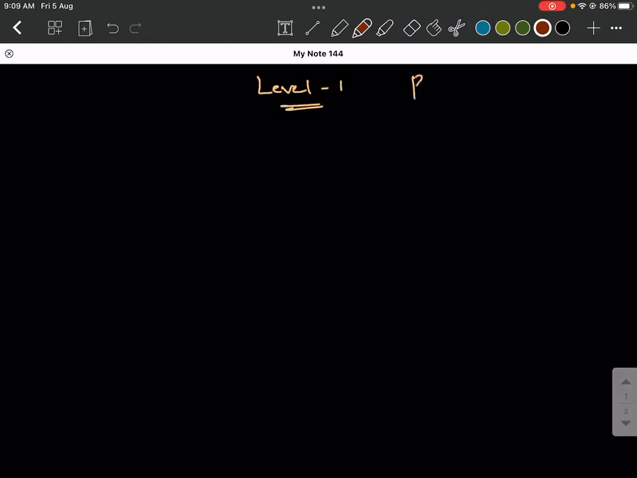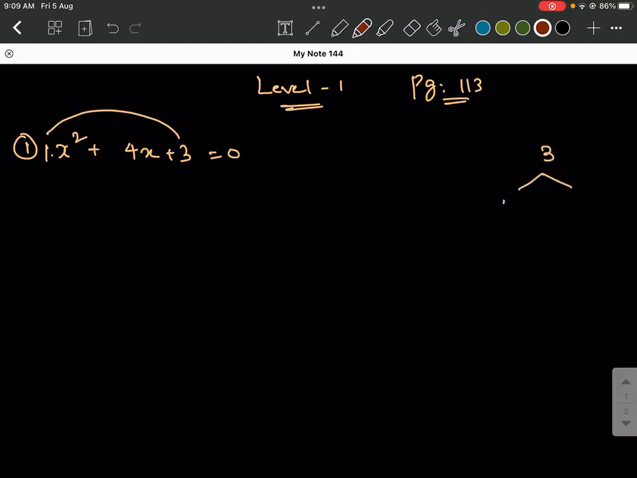So level 1, what is the page number? 113, no? Okay. So first question, x square plus 4x plus 3 is equal to 0 is the quadratic equation they are given. Here the coefficient is 1 and here it is 3. So 1 into 3 is 3. When you factorize it, the factors you get are 1 and 3. So 1 plus 3 is 4, which is the middle term.